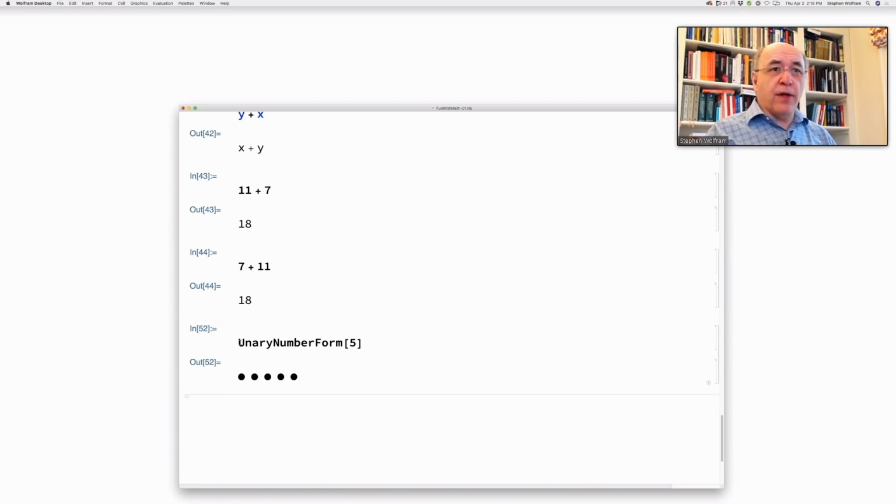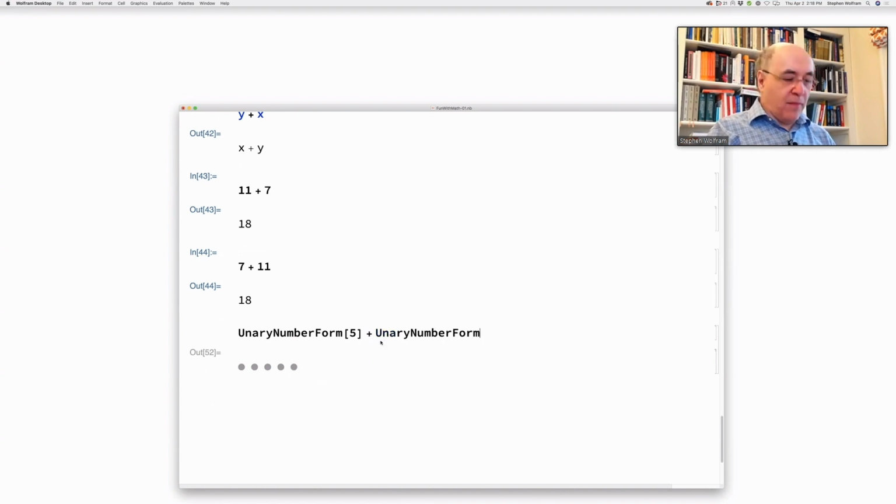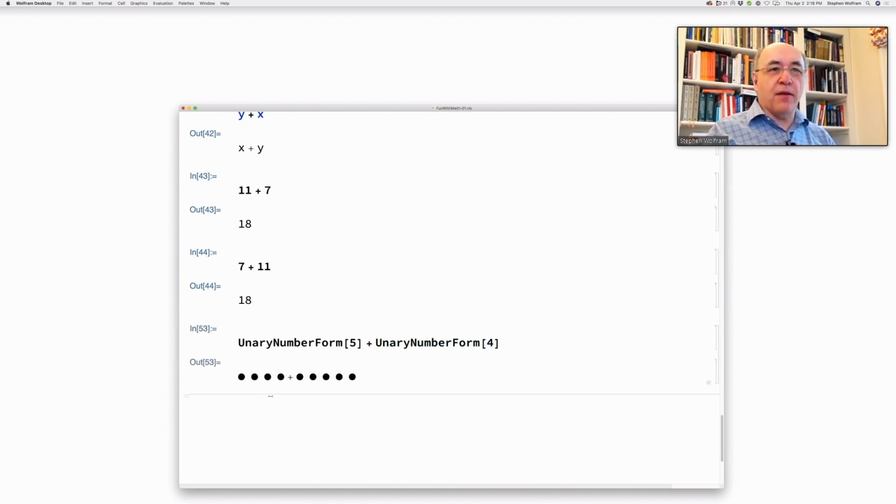So how do we know that 5 plus 4 is the same as 4 plus 5? Well, we could write that out. Okay, there we go. So we see 4 dots plus 5 dots. It's pretty obvious that we can move these dots around. It doesn't matter where these dots are. The answer for how many dots there are altogether is going to be 9 dots.